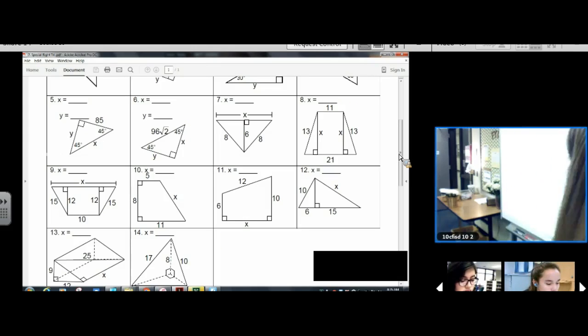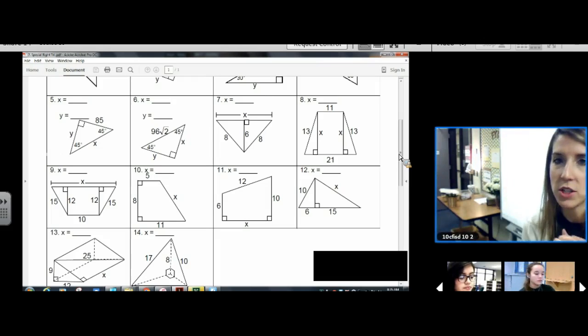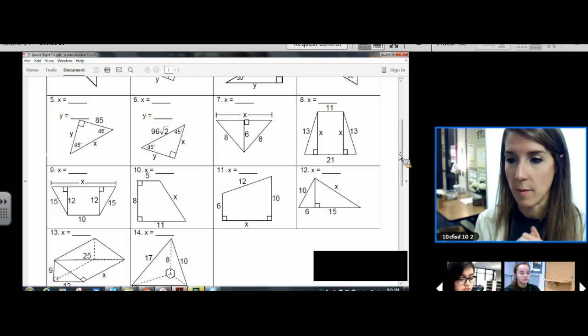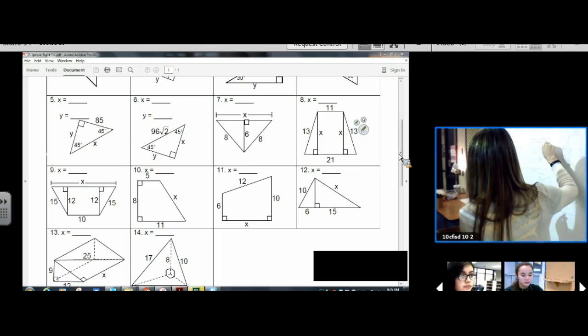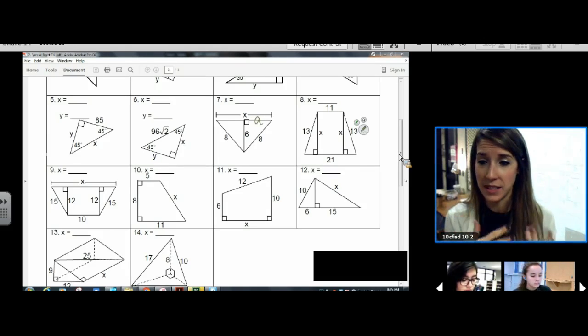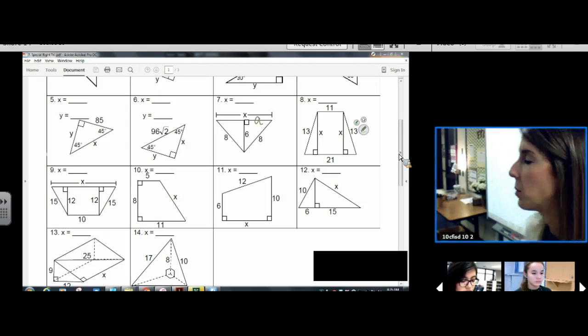Number 7. All right. Number 7 is not special. So when the triangle's not special, when we don't know its angles, we always resort to Pythagorean theorem. That is where we go directly to Pythagorean theorem. I'm going to call this side A because we're going to find A first. We're not going to find X first. If we call that missing side X, then we'll think when we're done we have the final answer. We'll forget to multiply by 2.